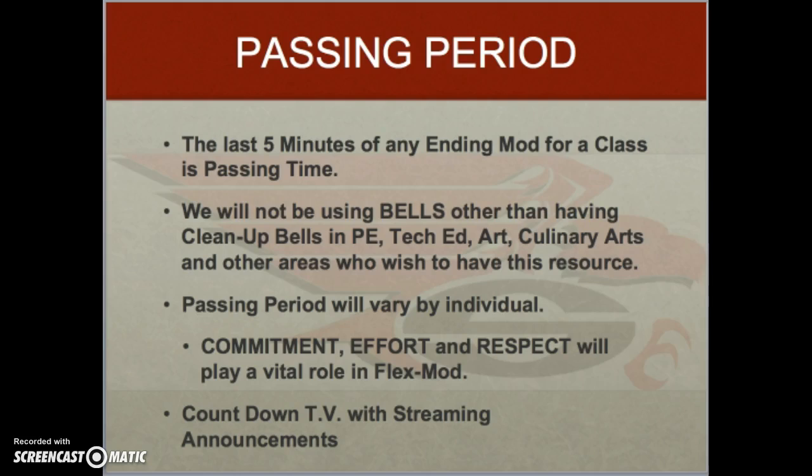To help you with navigating your time, we will be installing televisions with a countdown screen, where the last 5 minutes of every mod is going to flip to a 5-minute video or countdown showing you reminders of where you need to be and let you know how much time you have to get to your next location. In addition to the countdown, it's also going to be streaming announcements so that you can keep up with the things that are happening at the school and where you might need to be or what you might want to do based on what you see there.